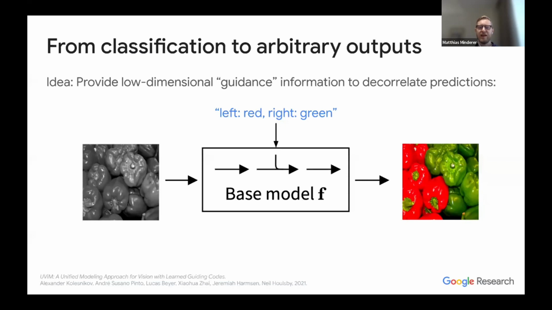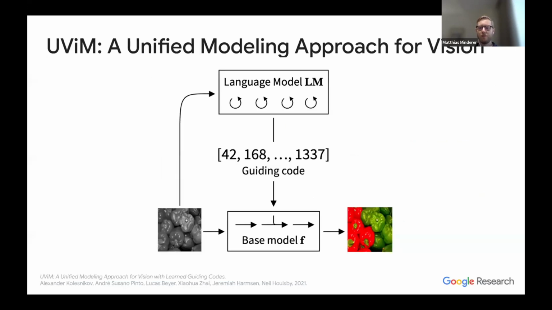this information in? And this is what the UViM project is about, where we have a language model that is supposed to model these high-level dependencies between different image regions. And it can do that because it's autoregressive. And then we combine that with the base model, which is very good at providing these high-dimensional outputs, but needs a little bit of help in terms of this guiding code. And what the guiding code basically is, is a learned representation that's short and discrete, and that's equivalent to these instructions like red on the left and green on the right.